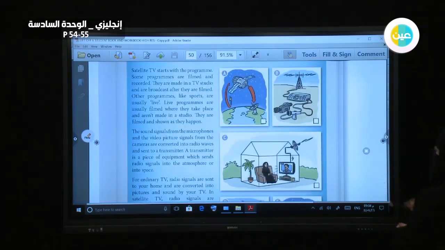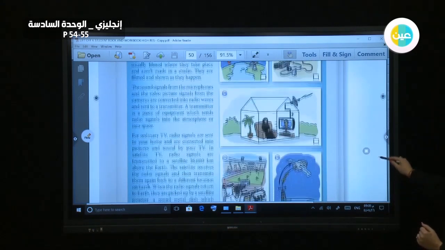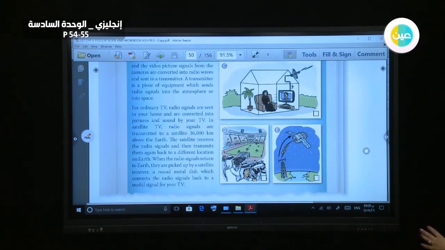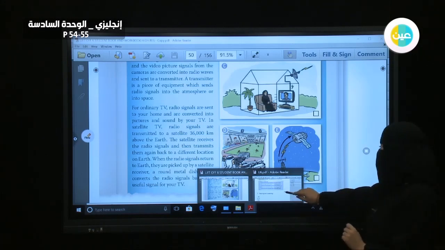Okay, and in picture A, the signals are transmitted to a satellite 36,000 kilometers above the Earth, then returned back. Last, we have picture C. The signals are picked up by a metal dish. You can see here a metal dish, and the signals are shown in your home on your TV. Okay, so now we are going to number these pictures, and check your answers, please.